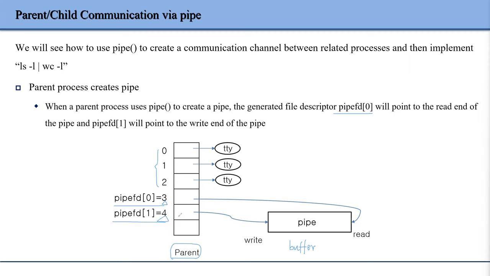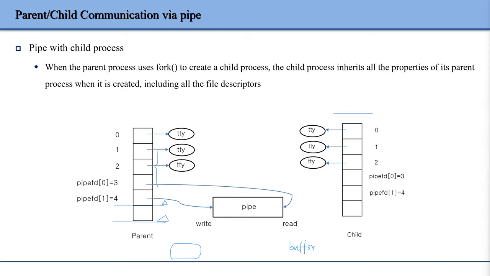Is that clear? So based on such two newly generated file descriptors, we could make the data communication between the current process and the pipe zone. So this gives us the opportunity to have communication between several processes. Then I can give you another example right here.